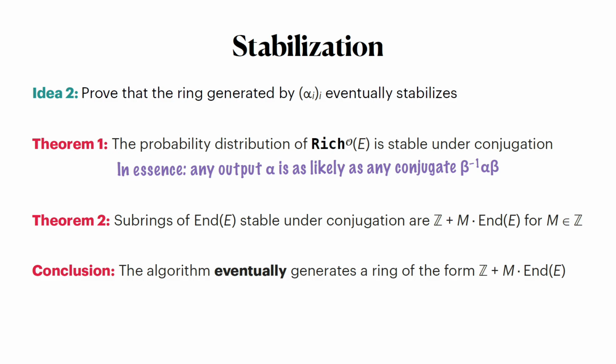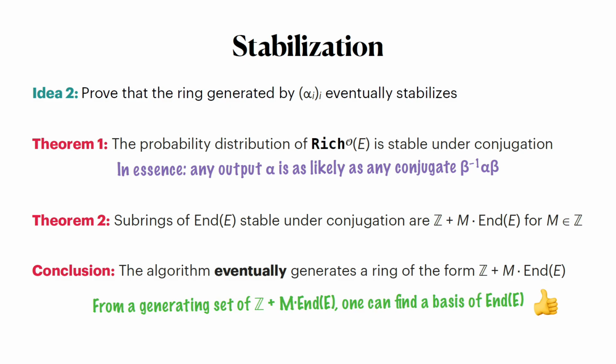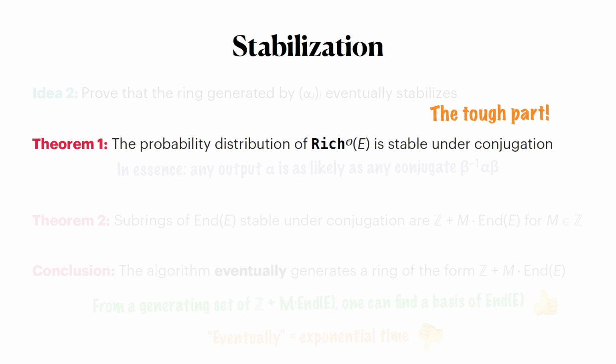Putting these two together, we know that the algorithm will eventually stabilize at some subring of that form. The good thing is, if we have a generating set for such a subring, we can extract a basis of the endomorphism ring in polynomial time. The bad thing is this "eventually" here. Eventually means polynomial time. So we are not really happy with that yet. I'm going to tell you in a second how to make that faster, but first I want to highlight this first theorem. This is actually the tough part.